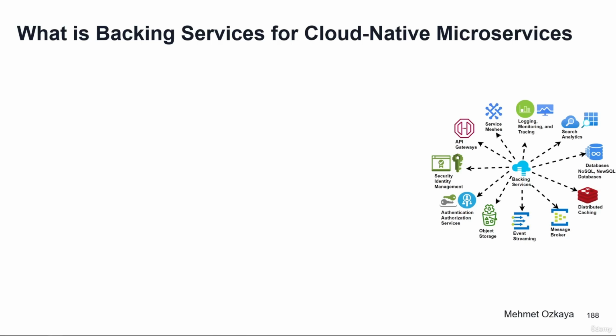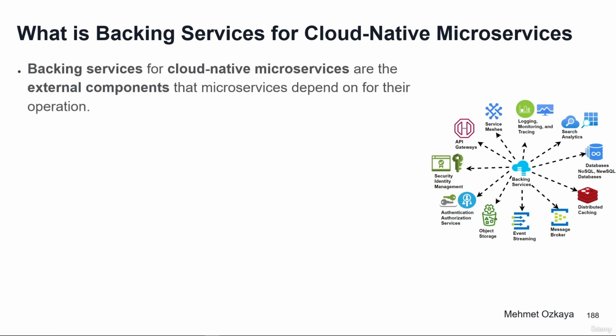In this video, we are going to explain infrastructure and data concerns for Basket API. Let's start by remembering backing services. Backing services are the external resources or components that microservices depend on for their operations.